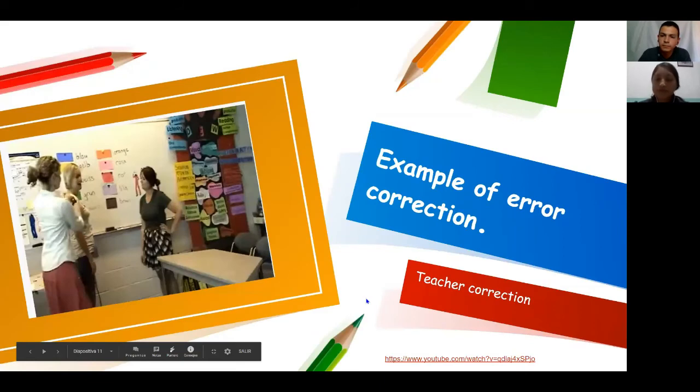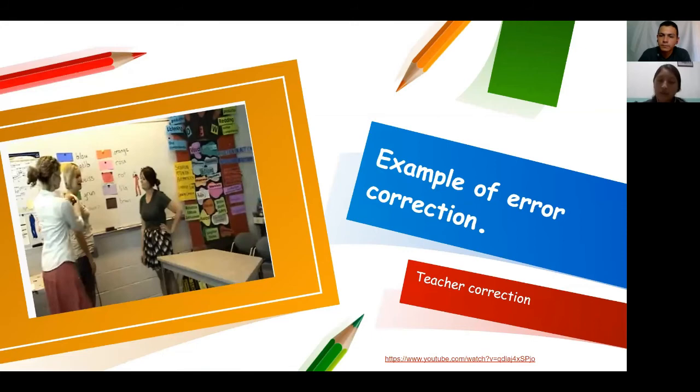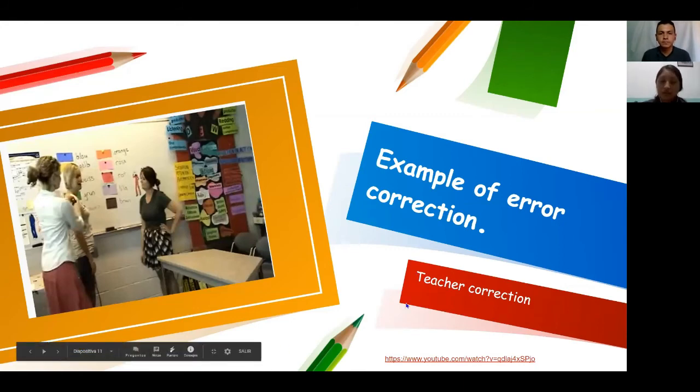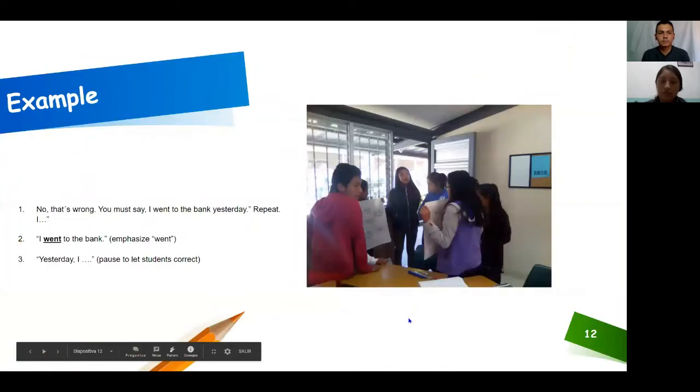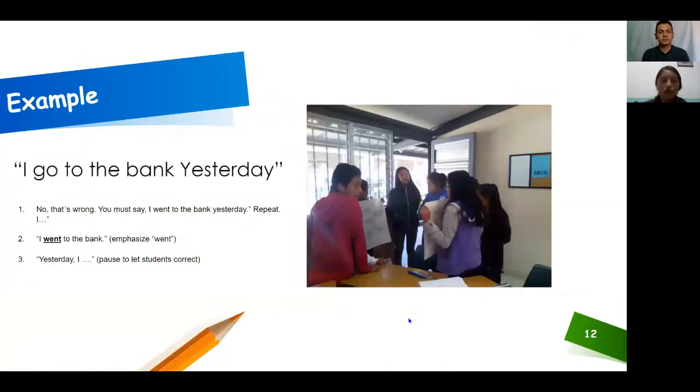And I would like to share with you some examples of error correction. You will see how a teacher corrects a student's error or a mistake. For this, I need your help, Danny. Okay. Thanks. Here we have our first example. As you can see, there is a mistake, and we will correct it. Daniel, you will be the student, and I will be the teacher. So, Daniel, can you read the sentence, please?